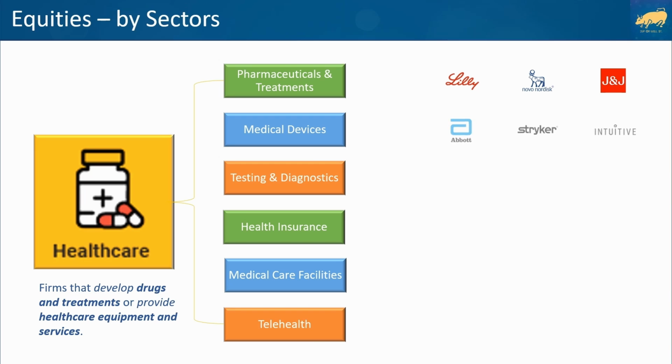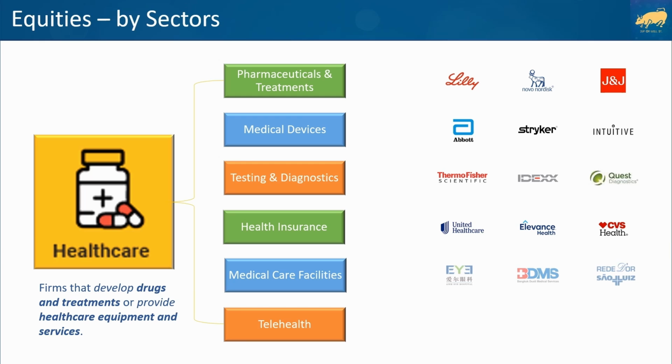Among medical devices manufacturers, Abbott Laboratories, Stryker Corporation, and Intuitive Surgical are the biggest businesses. The leading testing and diagnostic companies are Thermo Fisher Scientific, IDEXX Laboratories, and Quest Diagnostics. The largest health insurers are UnitedHealth Group, Elevance Health, and CVS Health. Aier Eye Hospital Group, Bangkok Dusit Medical Services, and Hapvida run the biggest medical care facilities in the world. Lastly, Doximity, Teladoc Health, and LifeStance Health are the leading telehealth companies.